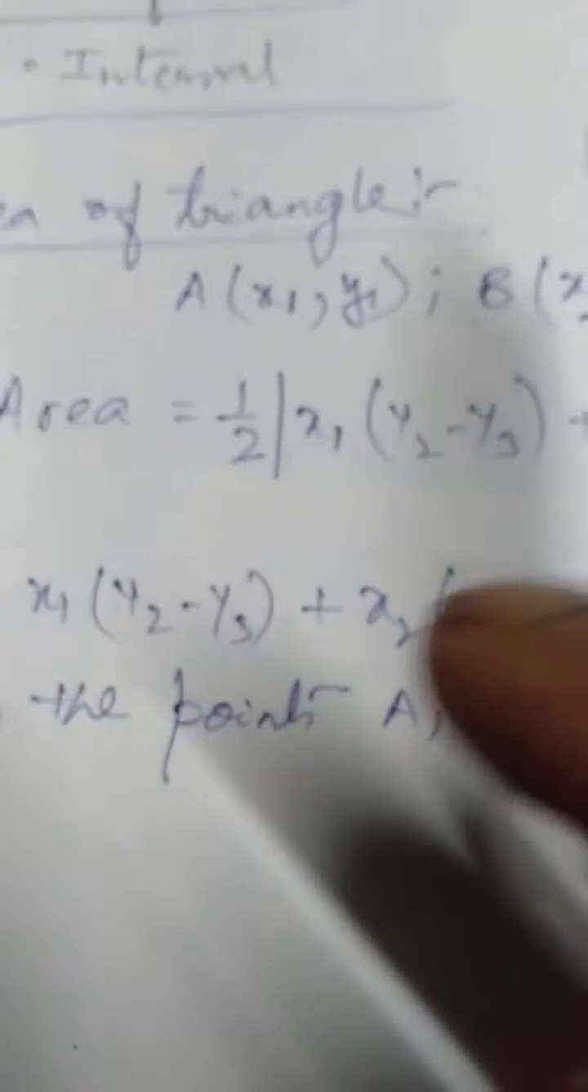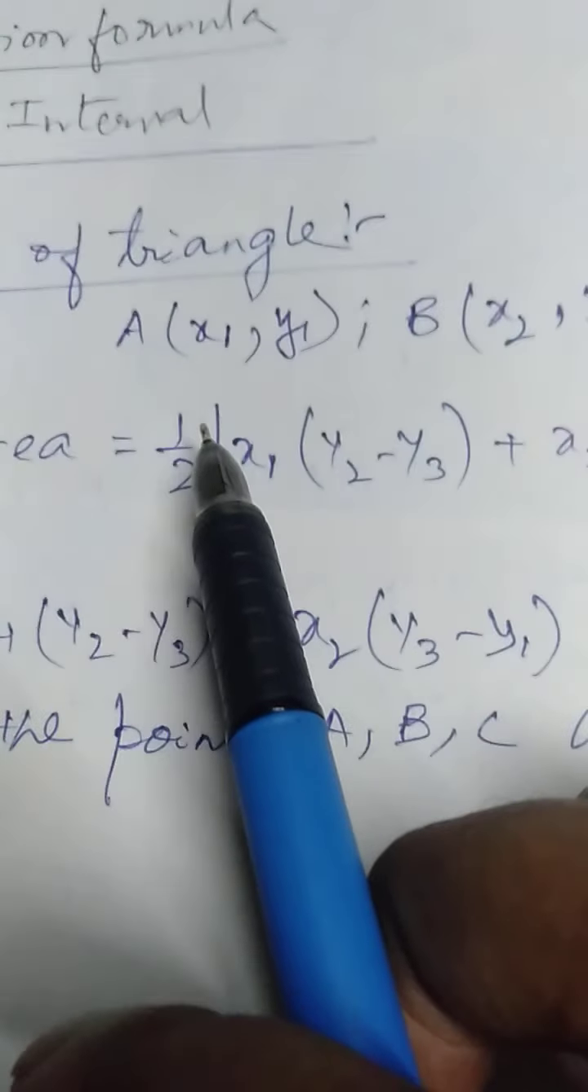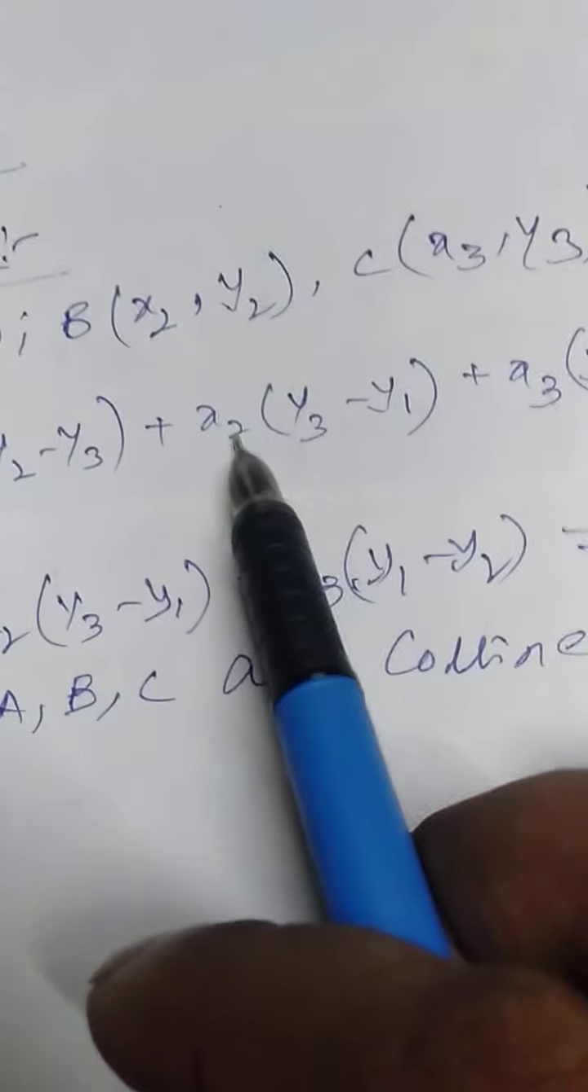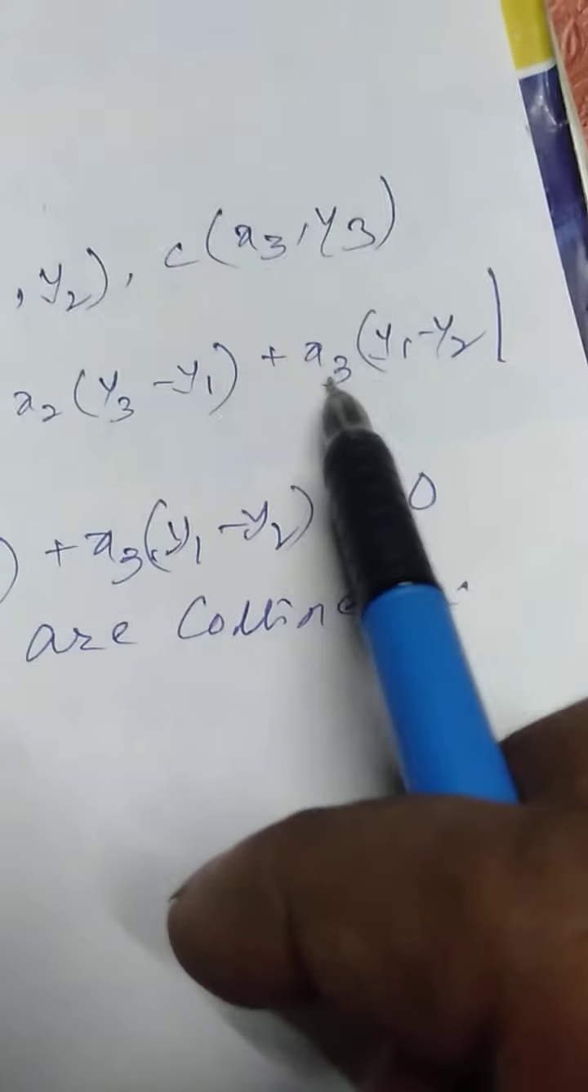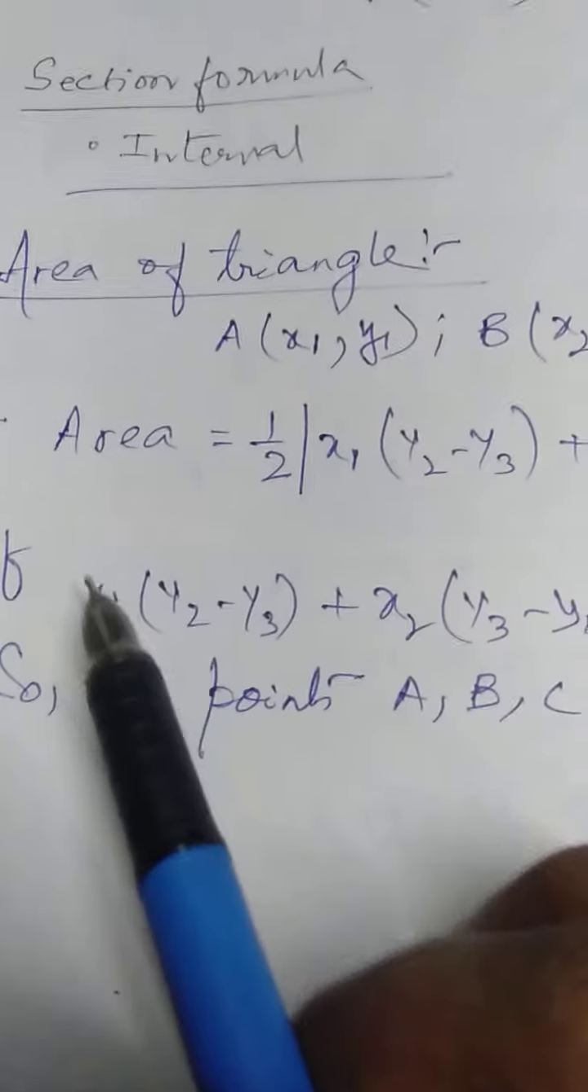And at last, we have one more new formula. Suppose I have A, B, C. These A, B, C are the vertices of a triangle. Then the area of the triangle will be half of x1 (y2 minus y3) plus x2 (y3 minus y1) plus x3 (y1 minus y2). And from here, we will get this.